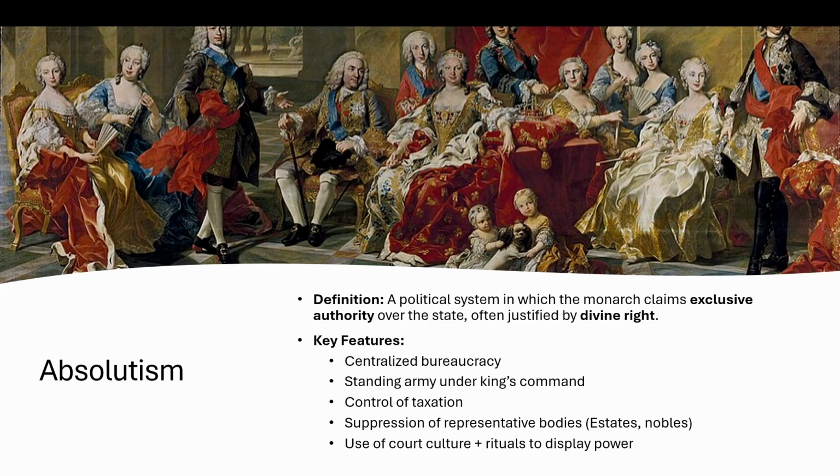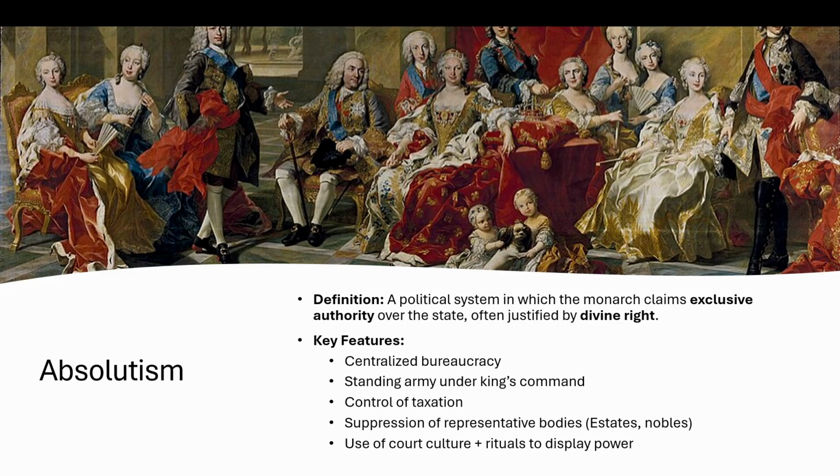So let's define absolutism, shall we? Absolutism is a political system in which the monarch claims exclusive authority over the state, often justified by a divine right. The key features of this include a centralized bureaucracy, a standing army loyal to the king, control of taxation, the weakening or suppression of representative bodies, and using court rituals to project royal power.